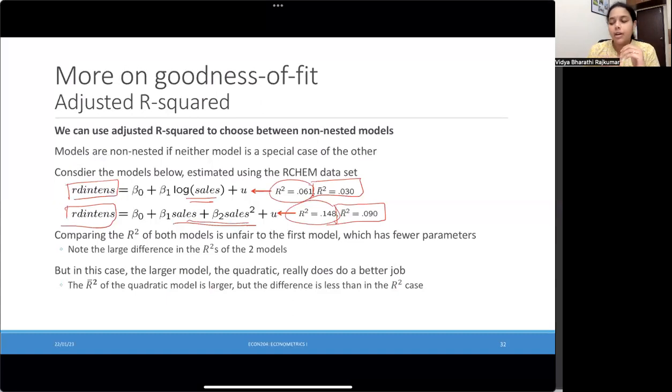You could also use R bar square where, suppose you have a regression of y on, say, x1 and x2, and suppose you have another regression of y on x1 and, say, x3. So the models have the same dependent variable, the same number of regressors, except that one of the regressors is different in each case. In such cases as well, you can use R bar square to compare which of those regressors gives you a better fit.